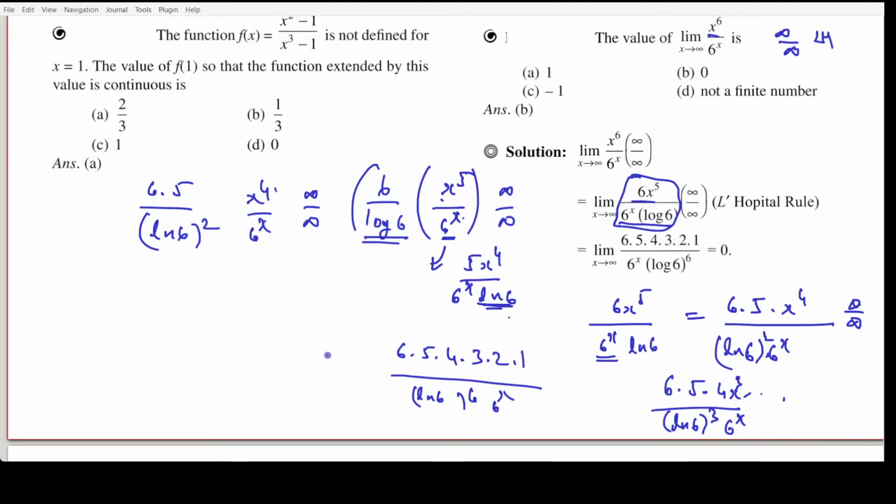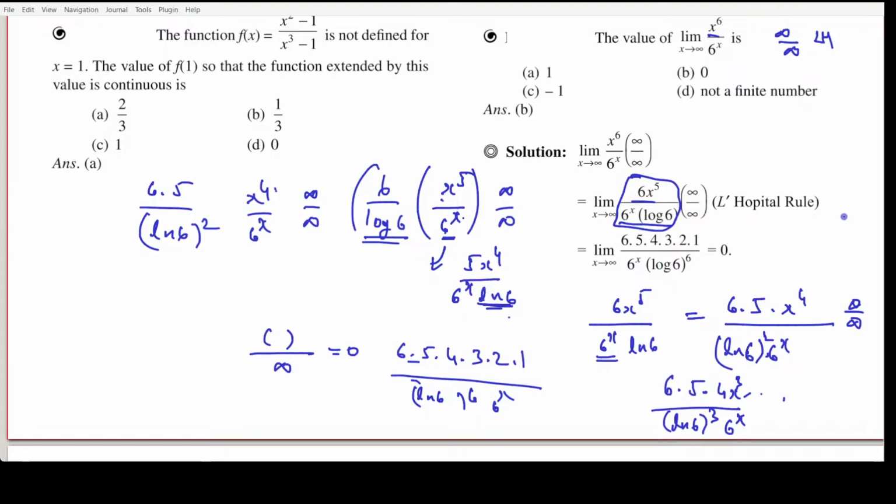This is some number by infinity format, right? Because 6 power infinity is still infinity. So that's why this will become 0. Understood? So this is by using the LH rule that we have derived.